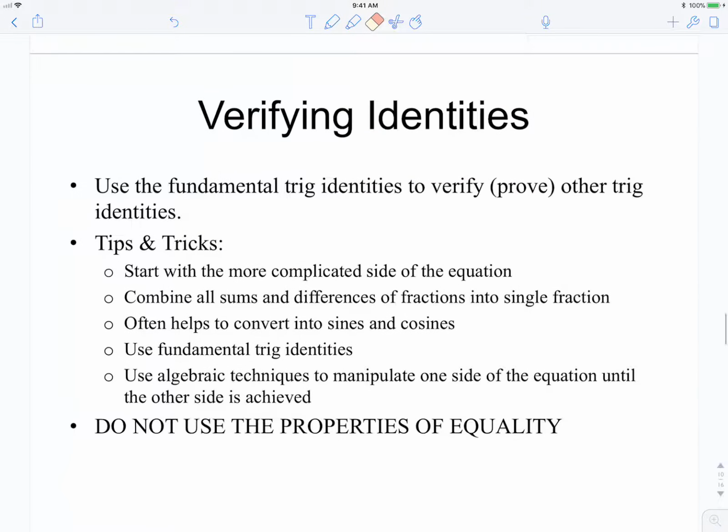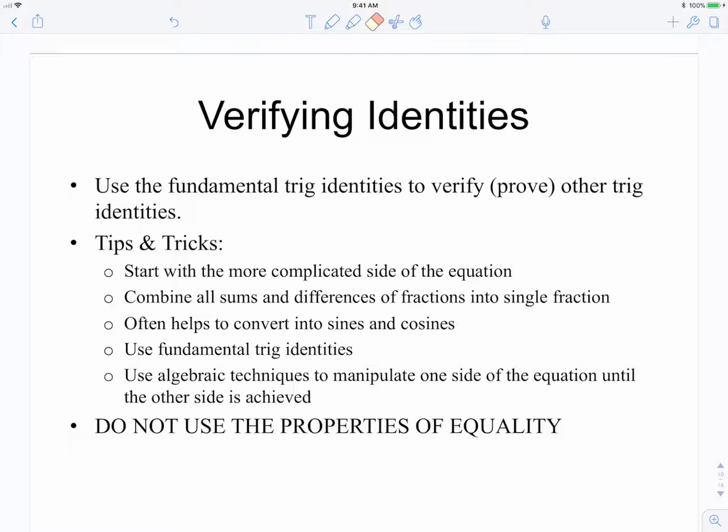So now we're going to hop into verifying identities. So verifying identities is fun. You want to think of it like you're solving a puzzle, or that's the way I like to think of it, where you're given an equation. Like you're given that the left-hand side is equal to the right-hand side, and it is your job to prove that the left-hand side equals the right-hand side.